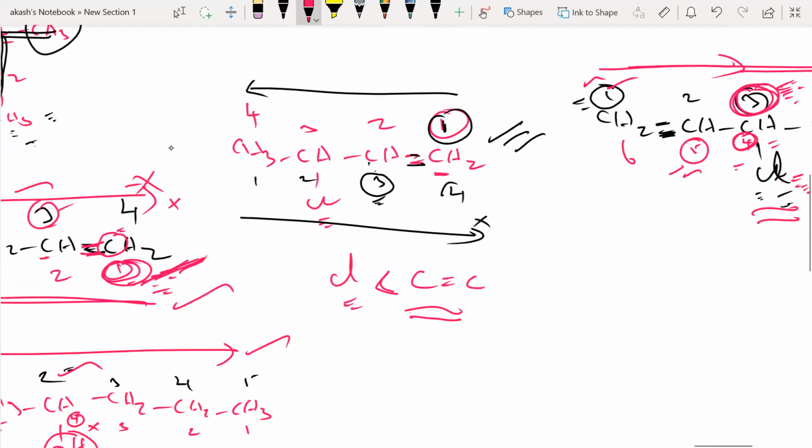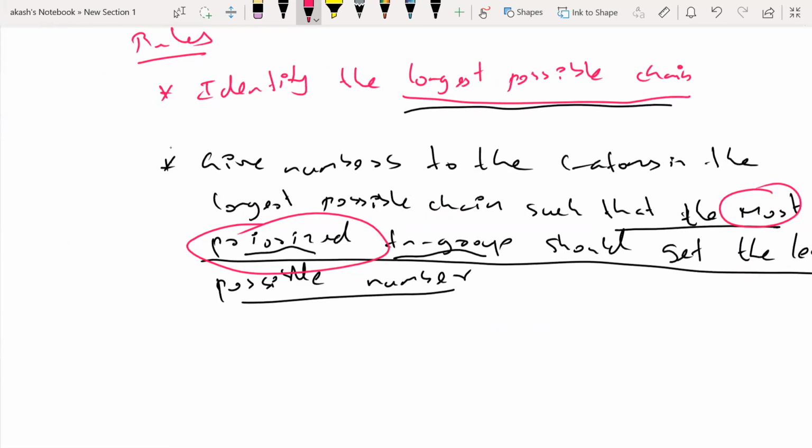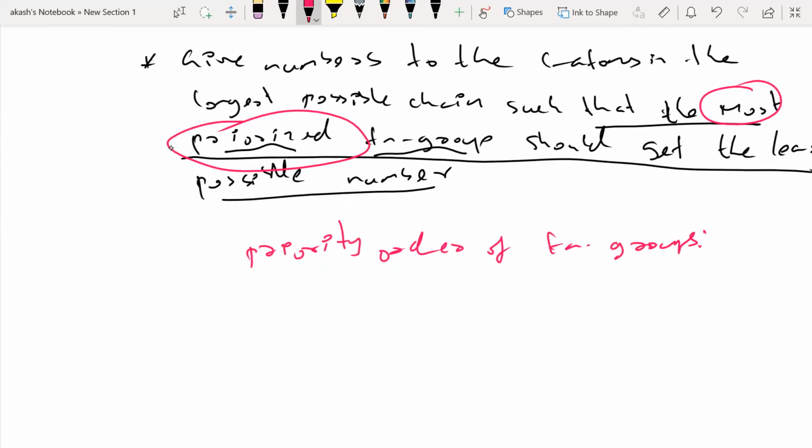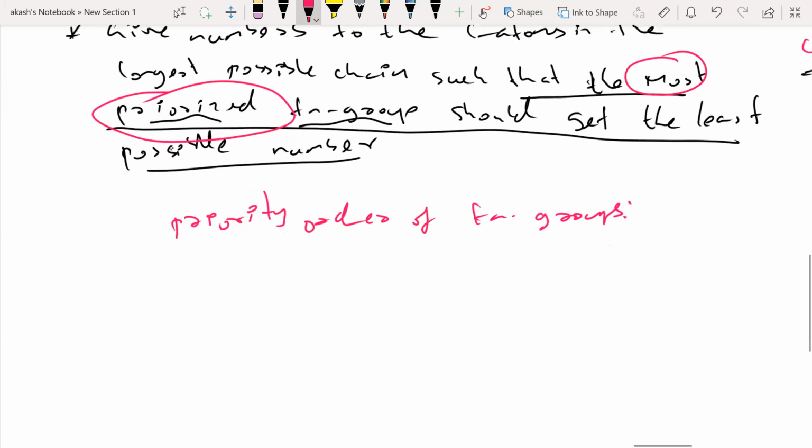Okay, so we understand that these kinds of possibilities are there. Now I'm going to give you the priority order of functional groups. See, there is no logic here, people. This priority order, whatever I'm going to give you, does not have any logical reasoning behind it. It is just given by IUPAC, to avoid confusion, because so many people will have different opinions. So IUPAC said, just follow whatever I say. So this priority order is given by IUPAC, and you have to remember this.